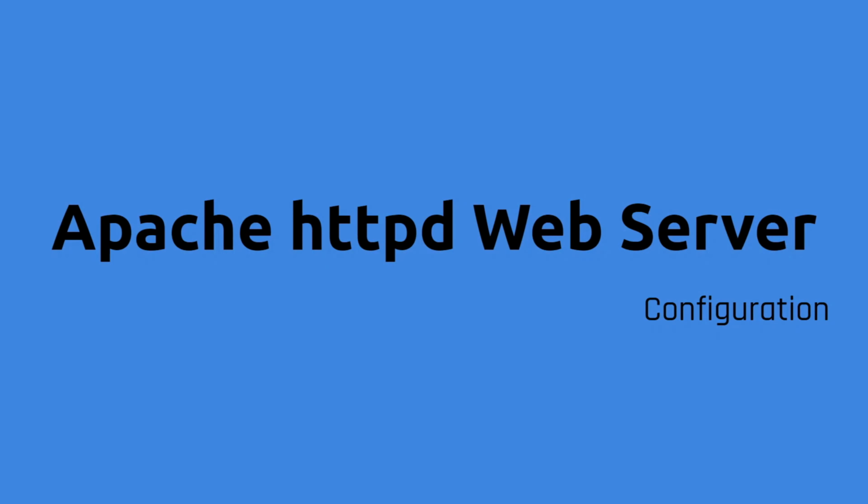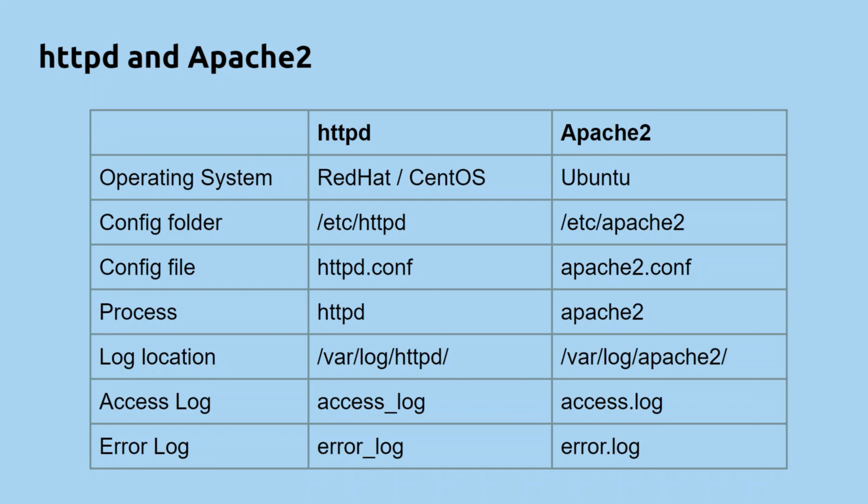In this video, let's go over the configuration files that are used by Apache httpd web server. Depending on the operating system you're on, you might see a slightly different configuration. The details are provided in this table here. The most important takeaway is that both of these, whether it's httpd or Apache 2, are really the exact same. The configuration file names and folder locations are slightly different.